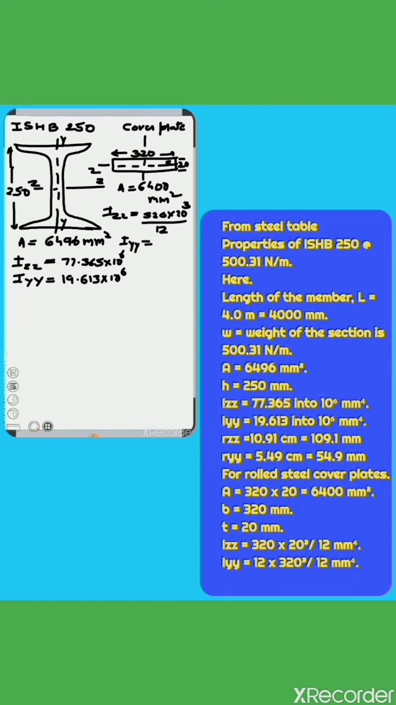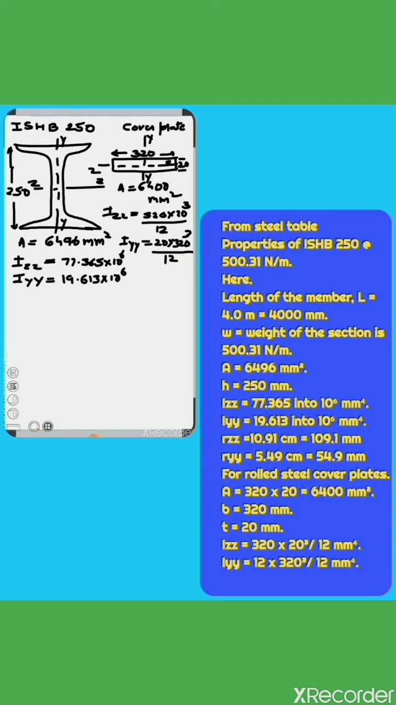IZZ equals moment of inertia of section about XX axis equals 77.365 into 10 to the power of 6 mm to the power of 4. IYY equals moment of inertia of section about YY axis equals 19.613 into 10 to the power of 6 mm to the power of 4. RZZ equals 10.91 centimeters equals 109.1 millimeters. RYY equals 5.49 centimeters equals 54.9 millimeters.